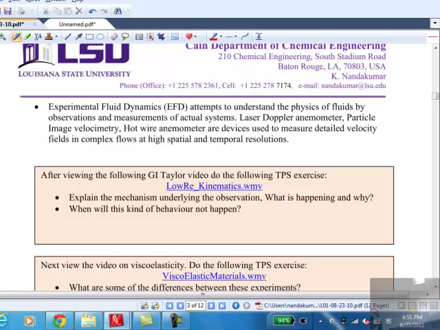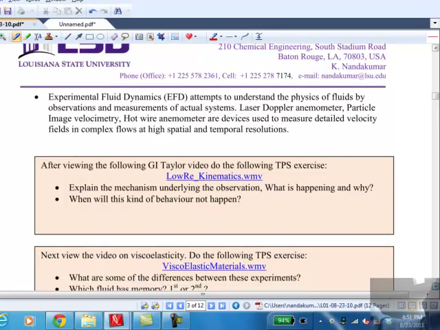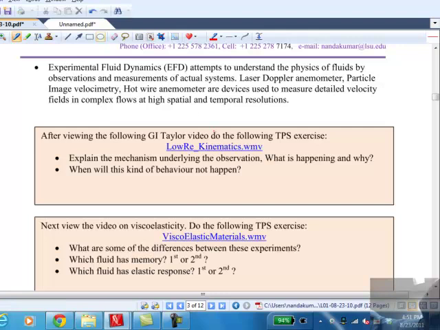Okay, so I think maybe we will look at these two videos. One is the low Reynolds number kinematics, the other one is viscoelastic flow.